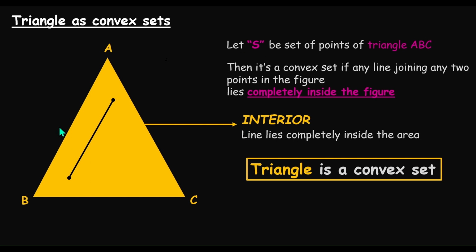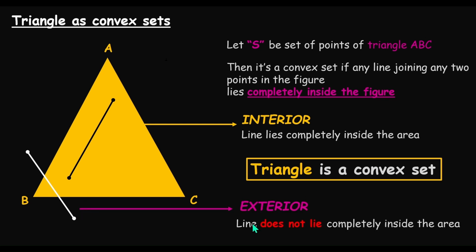Whereas if we take any 2 points in the exterior of the triangle, say here, and we connect a line joining them, you can see that some part of it lies in the triangle while some of it stays external. So it doesn't lie completely outside the triangle. And so the exterior would not be a convex set. In the exterior, the line does not lie completely inside the area.